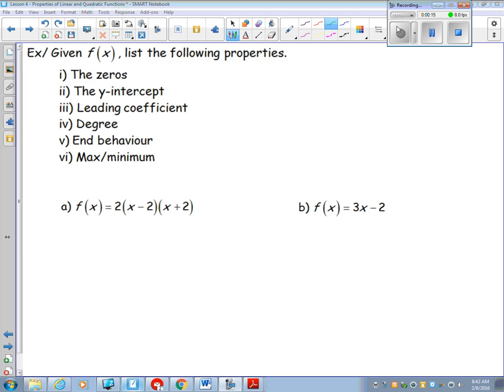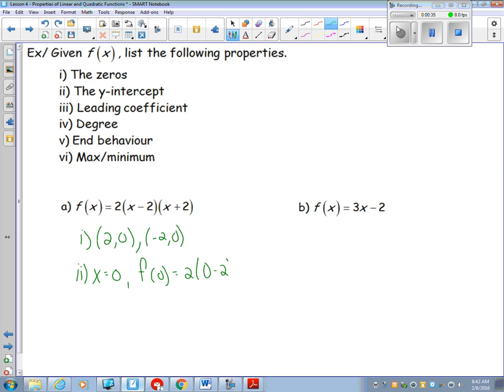Well, I know this kind of looks like factored form, so my zeros are going to be (2, 0) and (-2, 0). Right, the S and the T. The y-intercept. Okay, that's a new one. But I said before that I know the y-intercept always happens where x is 0. So if I find f(0), I'll get 2 times 0 minus 2 times 0 plus 2. Do my math here, negative 2 and 2, multiply it all together, and I get negative 8. So my y-intercept is the point (0, -8).